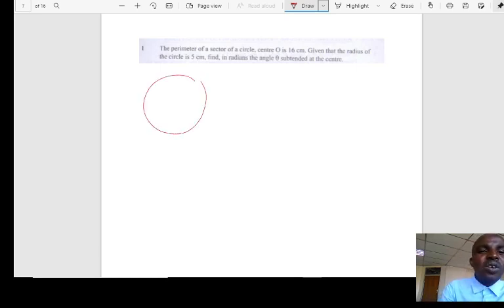So this one is a circle, and the perimeter of the sector, like this. This one is r, this one is r, this one is theta. Then we have our arc length here, we can call it AB. So we are given the perimeter of a sector in this case as 16, and the center is O here. Then given that the radius is 5, let me just replace radius with 5. So the radius here is 5 centimeters. Then find the angle subtended at the center.